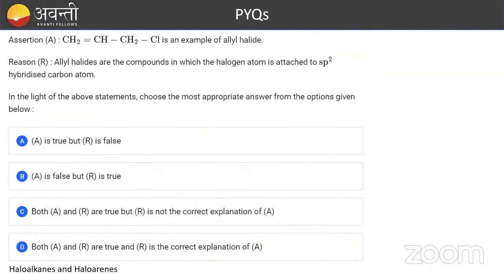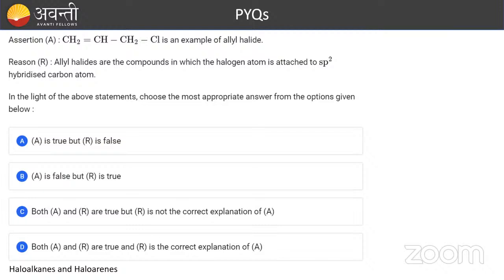Assertion. So we have a compound and they are saying it is an example of allyl halide. And the reason says that allyl halides are the compounds in which the halogen atom is attached to sp2 hybridized carbon atom. So find out the correct answer for this question. I have told you what is an allylic system in the beginning of the session, right? So find out the answer first.